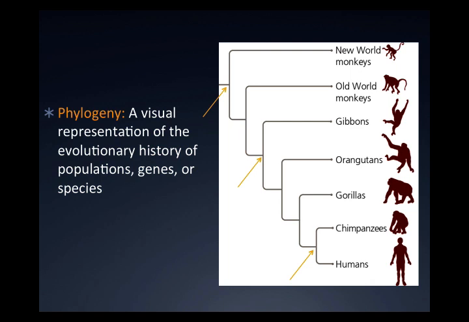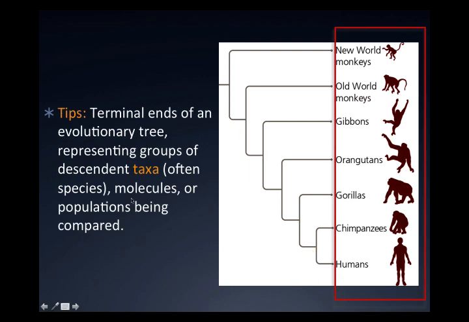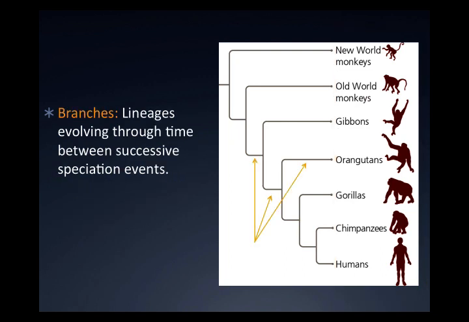The tips of the tree represent groups of descendant taxa, and these are often species, but not always, like in the current tree example. They can also represent genes or molecules or populations being compared. Branches are lineages evolving through time between successive speciation events, or out to the tips of the tree. The arrows point to examples of branches on our primate tree.